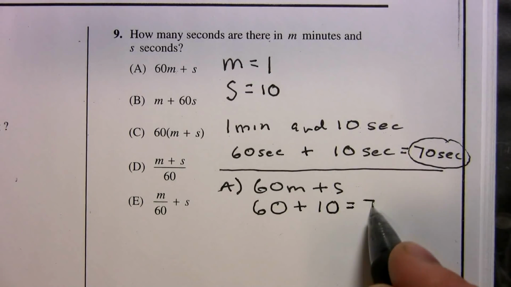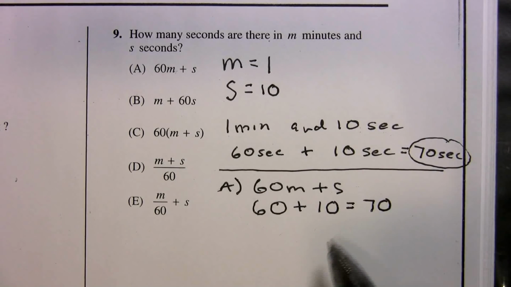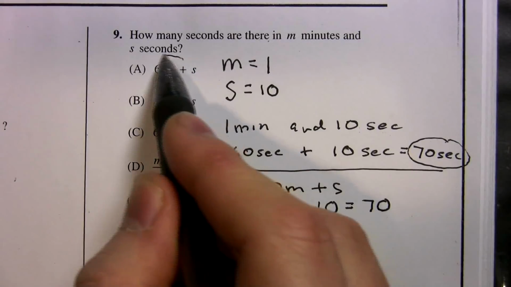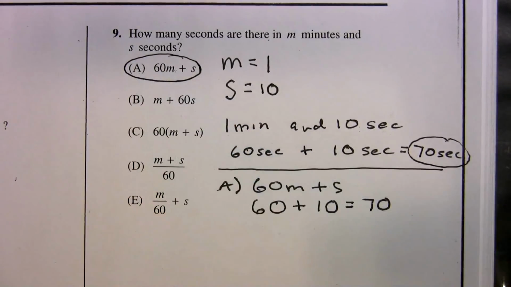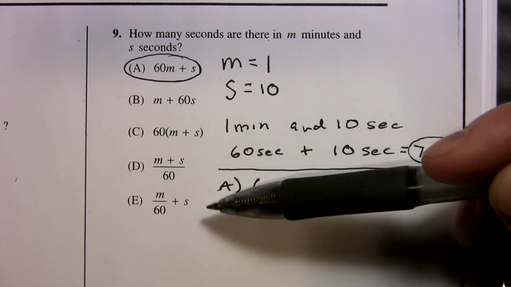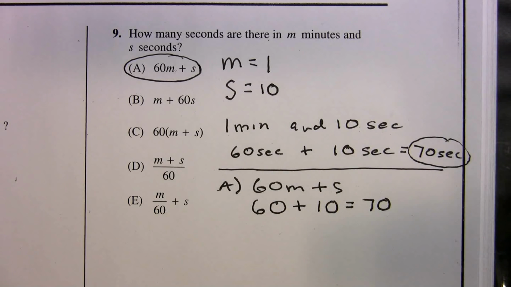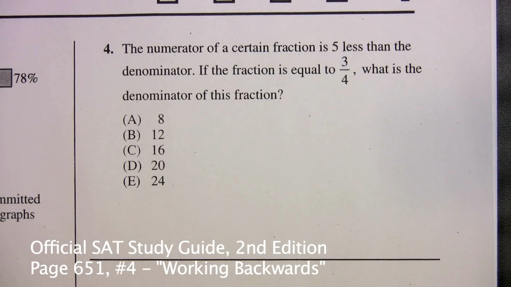And what do you know? We got a little lucky here. We got it on the first try, right? 70. We were looking for 70. So your answer is choice A. All right, so this is a great strategy, especially when you have all these variables in your answer choices. You can choose numbers. Another great strategy to use on test day is working backwards.